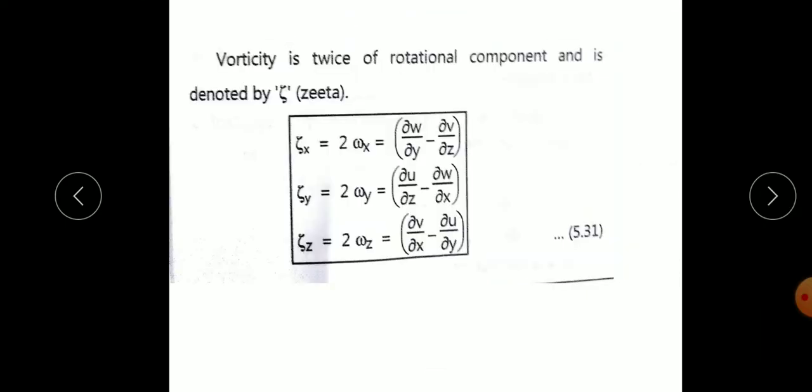The vorticity vector is twice the angular component, or twice the rotational component. So zeta x will be twice omega x. We can find that the angular component along x, with velocity components u, v and w, is given by deba w by deba y minus deba v by deba z. So vorticity is a measure of the rotationality of a fluid.